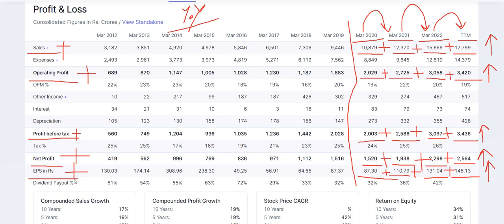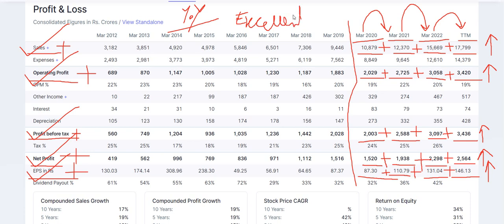So what we find over here, we find that sales is increasing on every year basis, operating profit is increasing every year basis, profit before tax is increasing every year basis, net profit is increasing every year basis, and EPS is also increasing on every year basis. So the result is very, very excellent. We could simply say the result is what? Excellent.